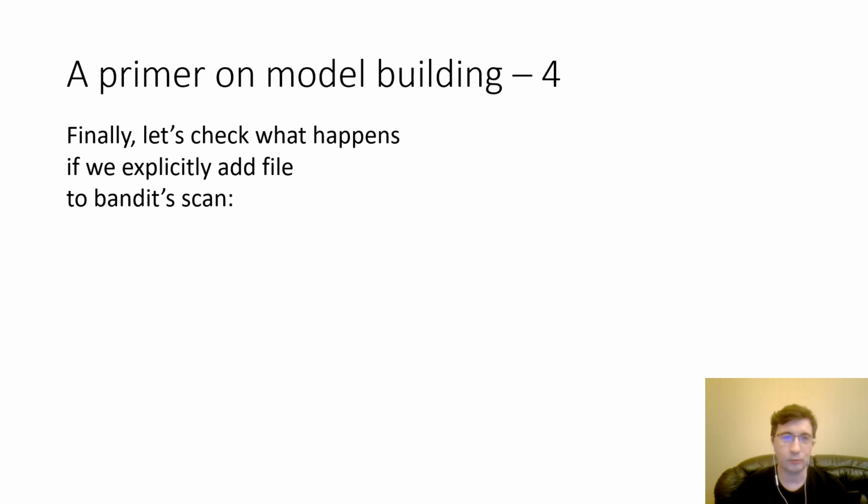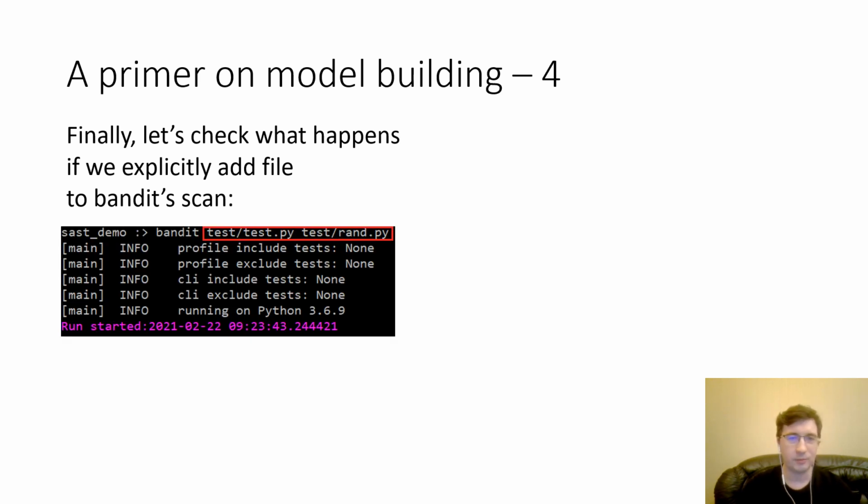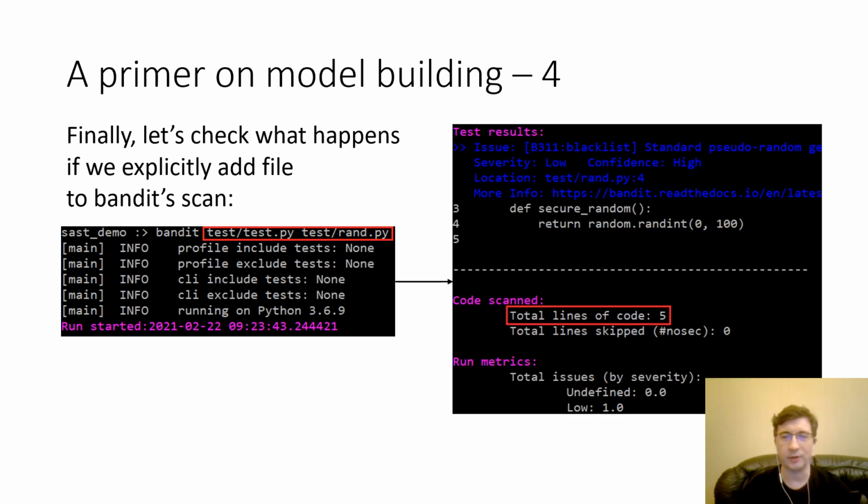Now it's time to fix the scanning done by Bandit to make it work as we expect it to work. To do this, we explicitly fed all the files, all the two files that constitute our project, to Bandit. And in the end, it correctly reports the total lines of code of our project, five lines of code in source files, and it correctly returns usage of insecure RNG.